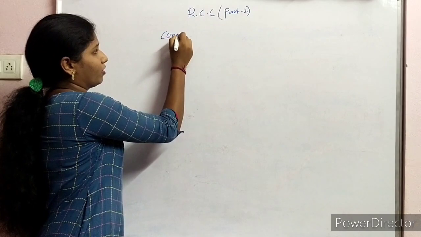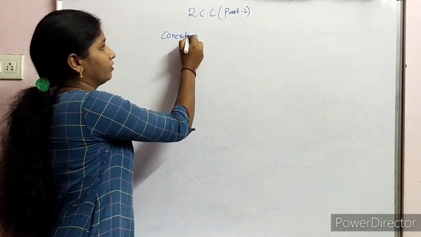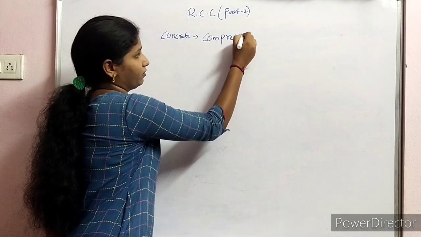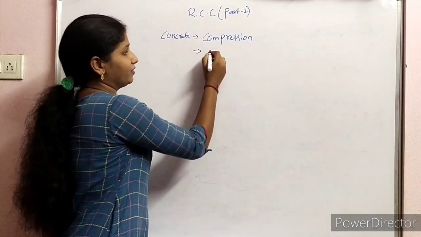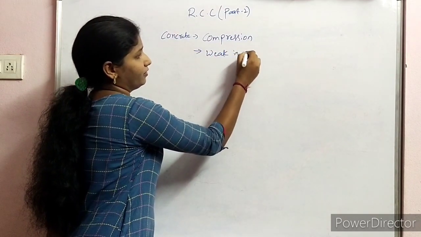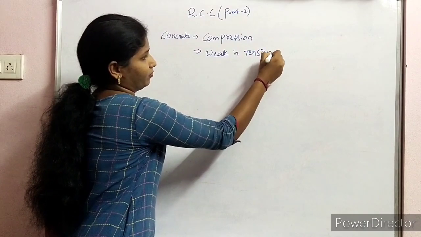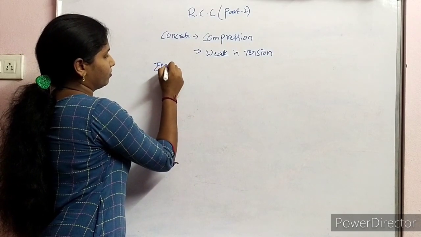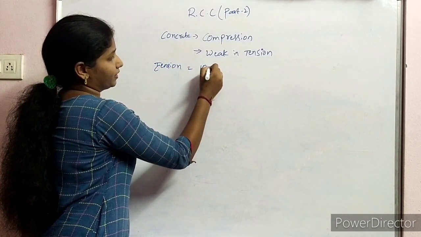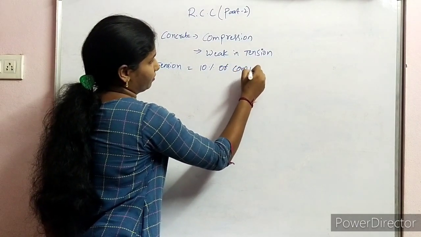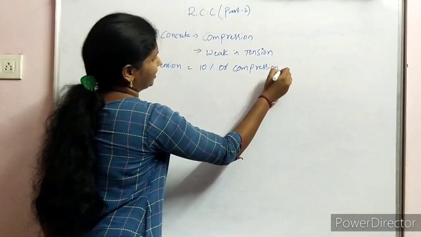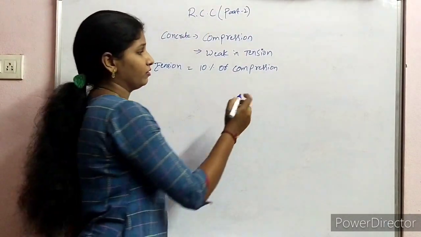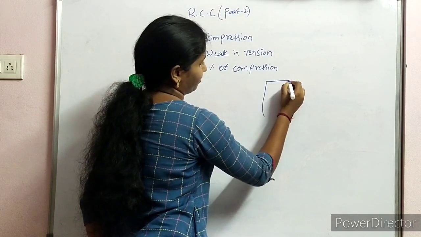Generally, concrete is strong in compression, weak in tension. How much does that mean? Tension is equal to 10% of compression. Concrete carries only 10% tension. So to increase the tension capacity, we provide reinforcement in the structure.